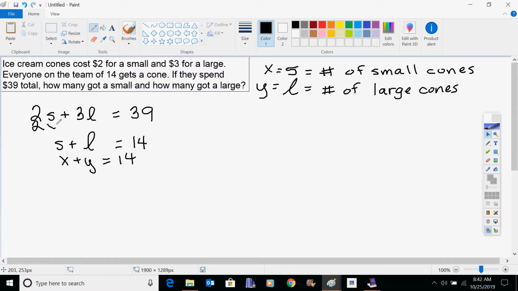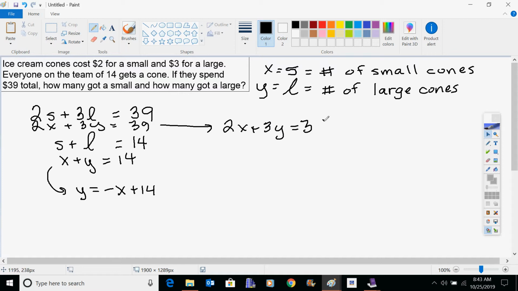So 2x plus 3y equals 39. This one, some of you wanted to put them in different forms. So this one turns into y equals what? Negative x plus 14. This one, 2x plus 3y equals 39. So let's get this one.